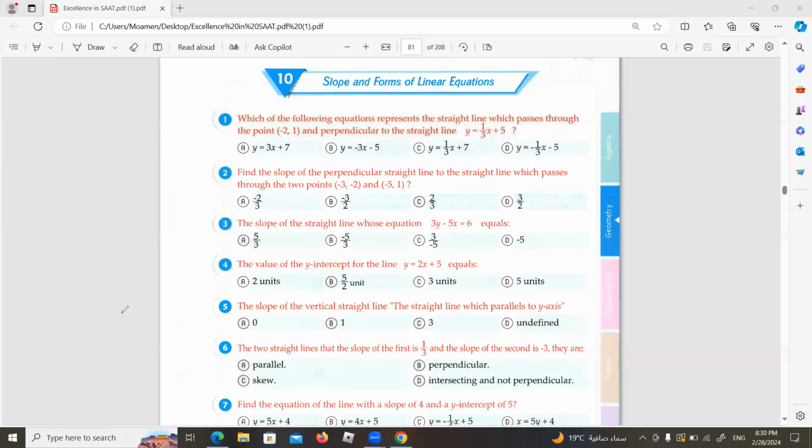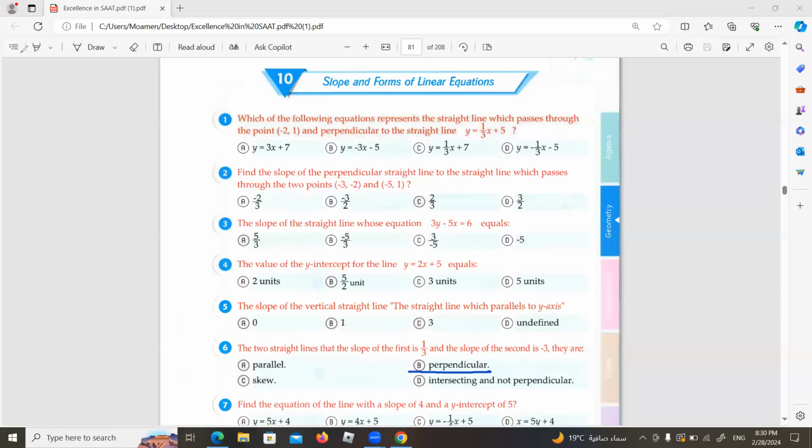So we're going to number 6. Two straight lines: the slope of the first is 1 over 3 and the slope of the second is negative 3. So they are what? Excellent. They are perpendicular because they are negative reciprocals. 1 over 3, flip it, it means 3 over 1, which is 3. Change the sign, it will be negative 3. So the answer here will be perpendicular. If you have the same slope, they are parallel. Okay.